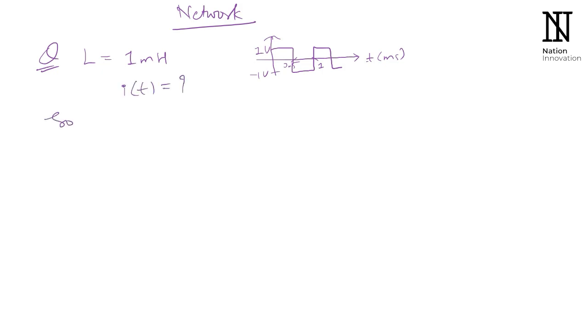So we will discuss that firstly. The basic equation which governs the current through an inductor is given by VL equals L di by dt. This is the basic equation, the fundamental equation.